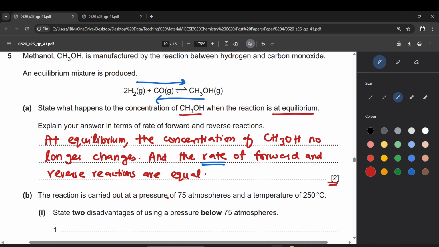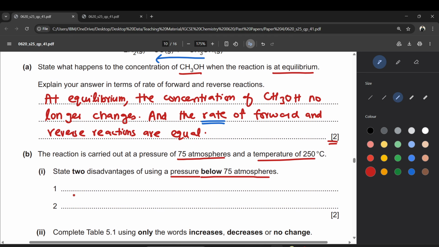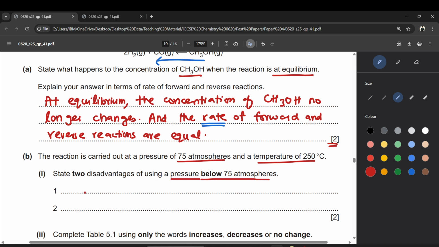Okay, part B is the reaction is carried out at a pressure of 75 atmospheres and a temperature of 250 degrees Celsius. State two disadvantages of using a pressure below 75 atmospheres. That means that if you reduce the pressure, what are the two disadvantages? Now, one of the things that will be affected is the rate of reaction, and the second thing that will be affected is the yield. Yield means the amount of product.